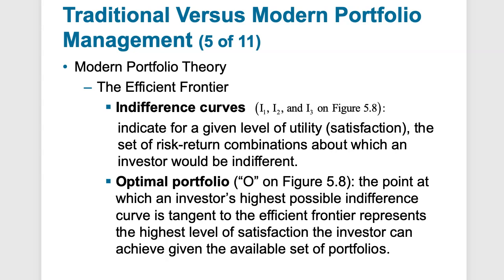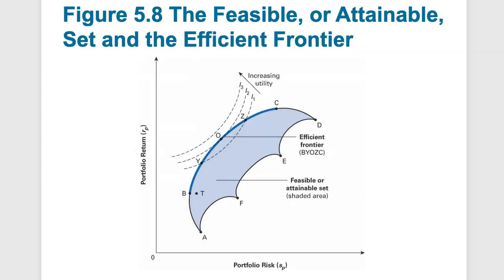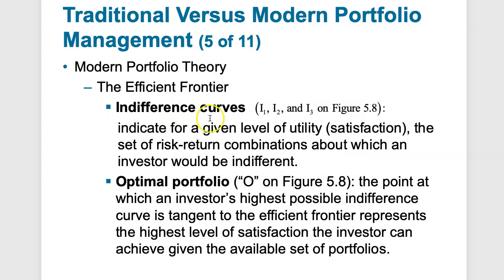Let's talk more about this figure 8. So let's look at these 1, 2, and 3 increasing utility. These are different curves, the 1, 2, and 3. These indicate a given level of utility based on a set of risk-return combinations about which an investor would be indifferent.